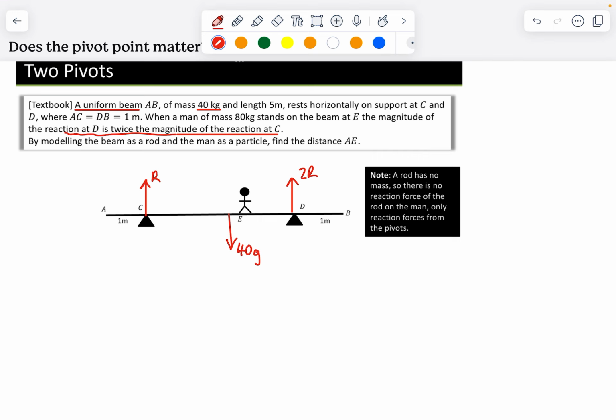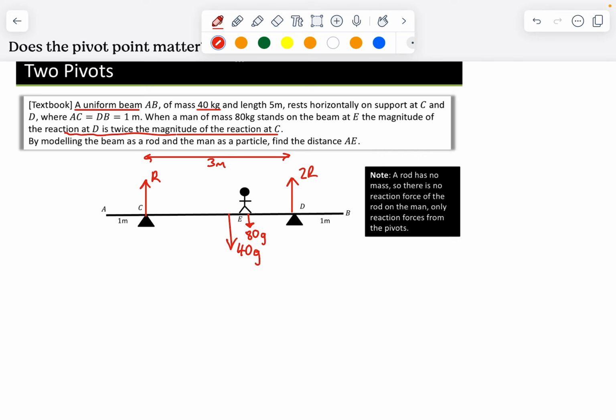Okay, the overall length is 5 meters, and it's 1 meter at the end and 1 meter at the other end. So the distance between the pivots is 3 meters. We've got a man standing, and he is 80 kilos. So again, kilos gives us 80g. Right, now we've got to find a distance from A to E.